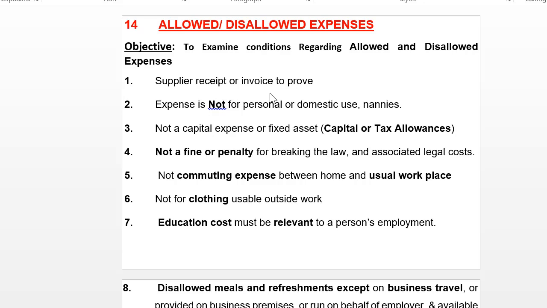Condition number one, there has to be a supplier receipt or invoice to prove it was incurred for business purposes. If there is no invoice or receipt, then it's not allowed. We can't pick them from our heads. There has to be a document to support that.